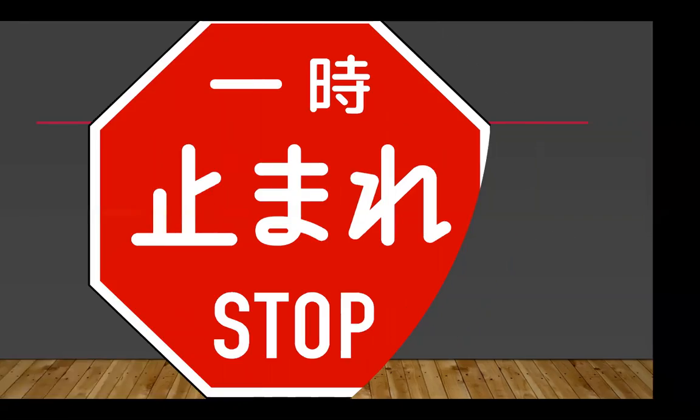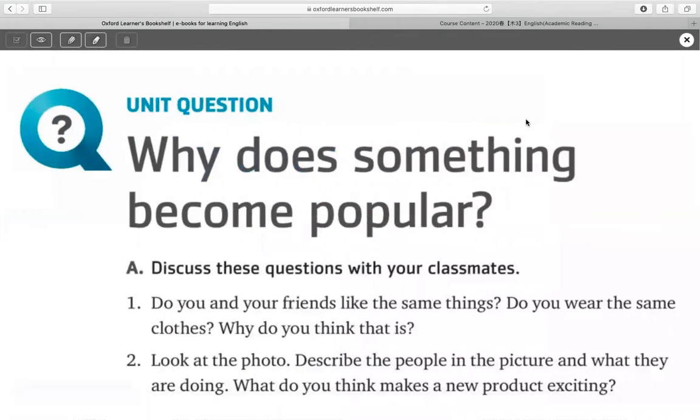Okay, let's begin. Today we're going to talk about Unit 1, first reading. Why does something become popular? What is popular nowadays? So you can talk about that, but look at the questions. You don't have to write answers for these questions, and you don't have a classmate right now, so you don't have to discuss really, but think about your answers to these questions.